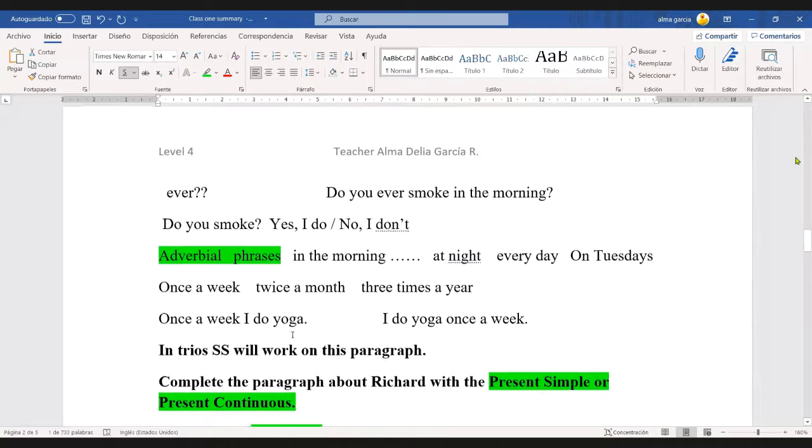Now, adverbial phrases. Remember that those adverbial phrases are certain expressions that we may use either at the end or at the beginning of the sentence. In the morning, in the afternoon, in the evening, at night, once a week, twice a month, every year, every day, etc., etc.